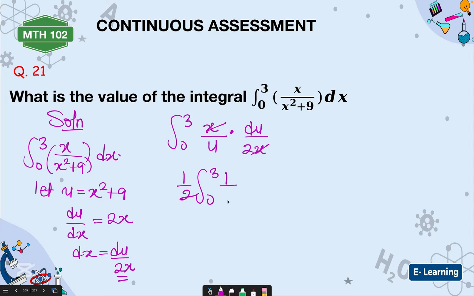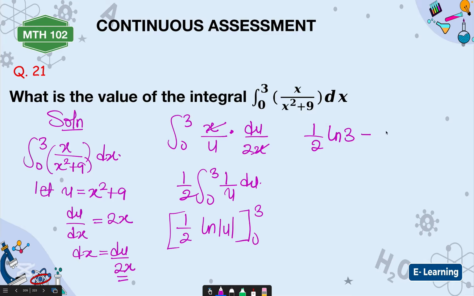What will be left here is what? 1 over u du. So this will be 1 over 2 times the integral. When you integrate 1 over u, it will give us the natural logarithm of u, with the upper and lower limits 3 and 0. All right. So you substitute this now into this equation. This will give us 1 over 2 natural logarithm of 3 minus 1 over 2 natural logarithm of 0. Is that okay? I think that is that. Is there any other?